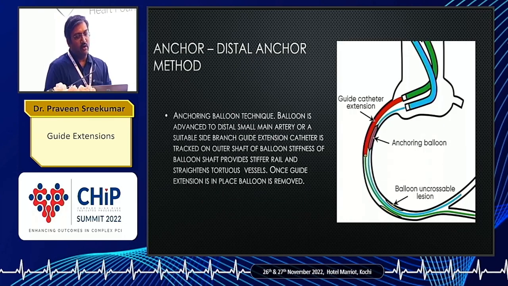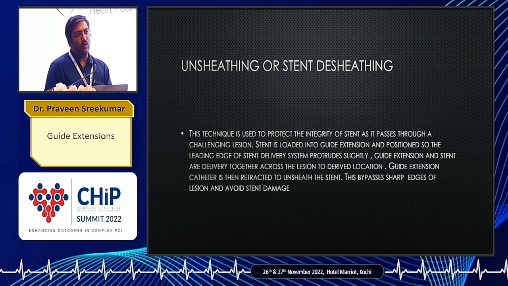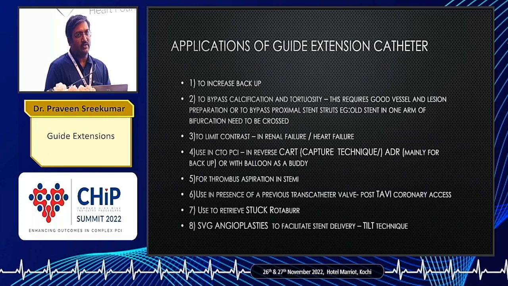Third is the distal anchor, where you put a balloon parallel along with the guide extension. You can support the guide extension and anchor it, or, if the balloon is inside the guide extension itself, you can put it distally and then inflate the balloon, push the guide extension, and deflate the balloon once it is in position. Or it can also be used for protecting the stent, to avoid damage to a stent in a difficult vessel, where you do the distal anchoring, insert the guide extension, and use the stent till where you want the stent to be, and pull back the guide extension so that the stent is unsheathed.